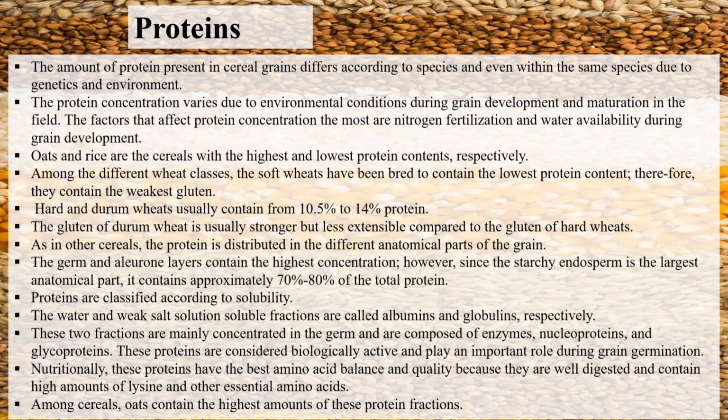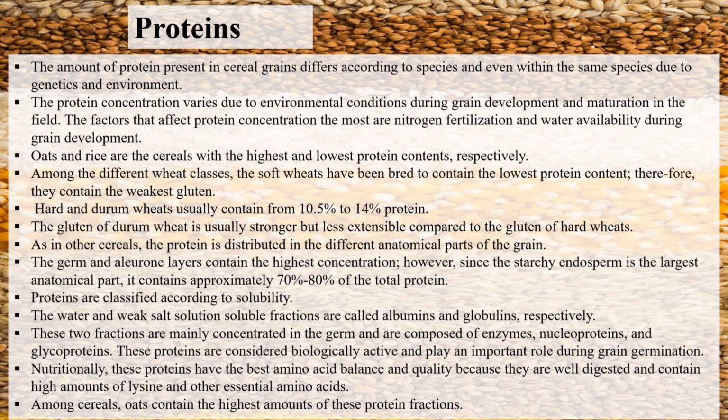As in other cereals, the protein is distributed in the different anatomical parts of the grain. The germ and aleurone layers contain the highest concentration. However, since the starchy endosperm is the largest anatomical part, it contains approximately 70–80% of the total protein. Proteins are classified according to solubility.